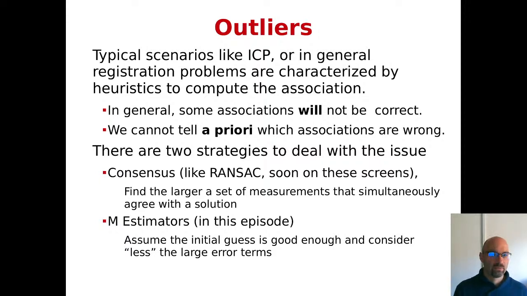There are two ways of dealing with errors. One is to use consensus schemes, and the other one is to use M-estimators, which is what we will talk about now. These estimators work assuming that you are in a reasonably good configuration, and then from that point on, just by looking at your configuration, you can tell which measurements are bad.